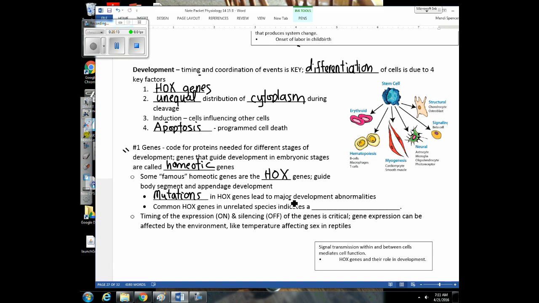The fact that we have Hox genes in common with many other species indicates a common ancestor. So sometimes you'll have questions about evolution related to Hox genes. Just like all genes, Hox genes can be turned on and turned off, and it's critical that these genes are regulated, that they're expressed at certain times or they're turned off at other times. And these genes and their expression can be affected by things in the environment, like temperature. And we'll talk about how temperature actually affects which sex develops in reptiles.